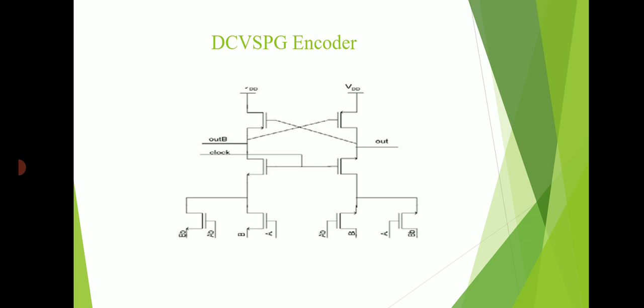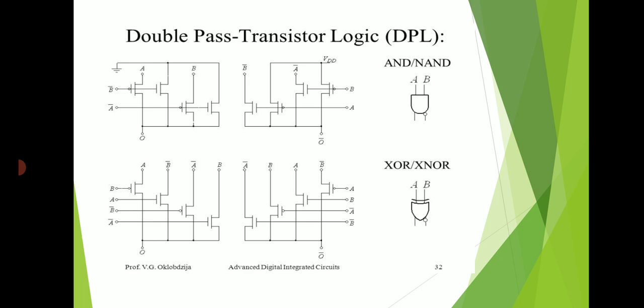So this determines the DCVSPG encoder. And here we can see about the double pass transistor logic. Double pass transistor logic is used for improving the circuit performance at low voltage, and also this is a very symmetrical arrangement. You can see the symmetrical arrangement, and also the double transition characteristics here.